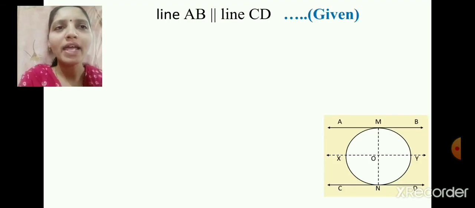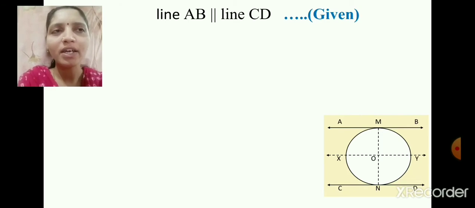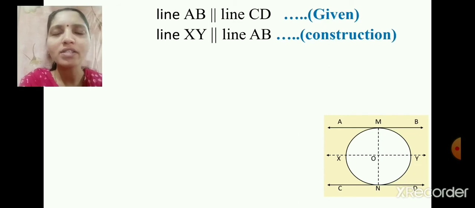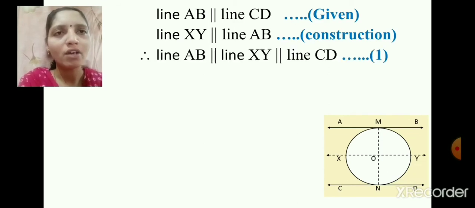Now line AB is parallel to line CD. It is given to us. Then we can write line XY is parallel to line AB. It is construction. Therefore, line AB is parallel to line XY is parallel to line CD. Write this as equation 1. Because we know that if one line is parallel to another line, and another line is parallel to the third line, then all these three lines are parallel. This property we have already learned.